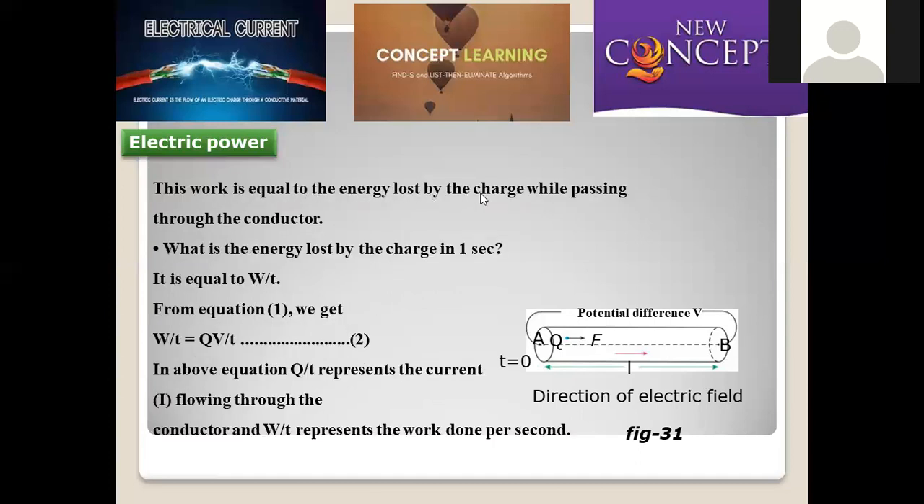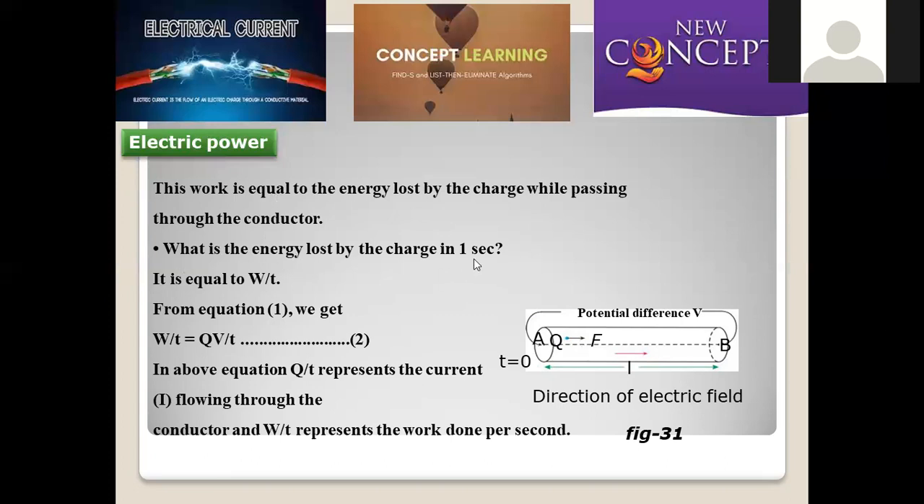Now, this work is equal to the energy lost by the charge while passing through the conductor, right? Whenever we pass current from one end to another, for example, we take 10 volts initially and reaching point B we extract 8 volts. When 10 volts travel to the other end, 8 volts will be collected. What happens to the remaining 2 volts? That remaining 2 volts got converted into heat energy. So that will be the work done. The extent of energy lost is exactly equal to the work done here.